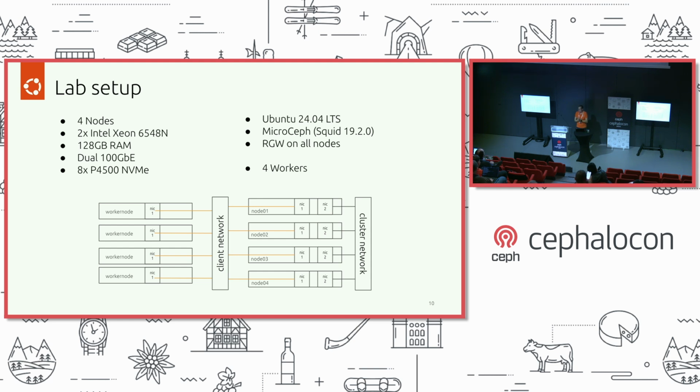All of the nodes had the Rados Gateway service running, and with MicroCeph, it's like microceph enable rgw, done. You don't have to think about anything. The defaults are safe and sensible. And then we also had 4 worker nodes to use as our load generation.